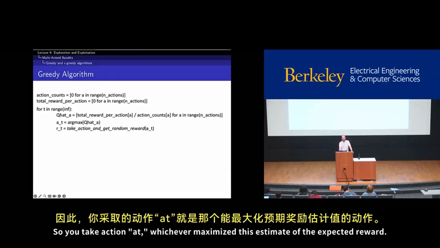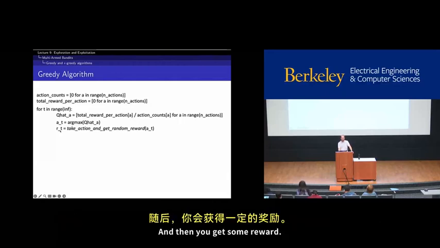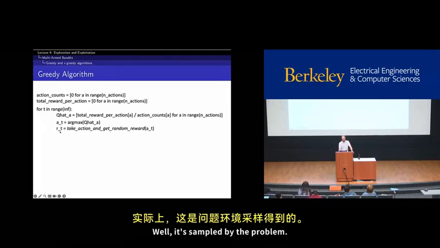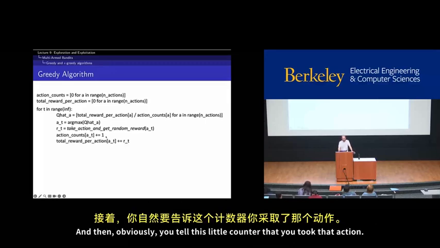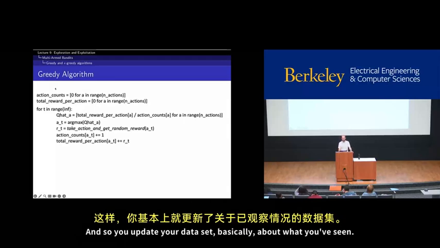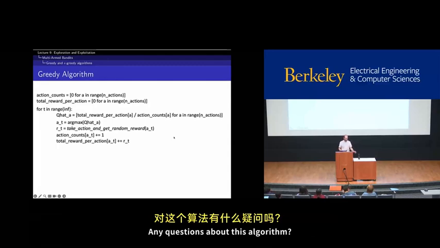So you take action A_t, whichever maximized this estimate of the expected reward, and then you get some reward that's given to you by the problem, basically. Well, it's sampled by the problem. And then, obviously, you tell this little counter that you took that action, you keep track of the rewards you got for that action, and so you update your data set, basically, about what you've seen. Any questions about this algorithm?